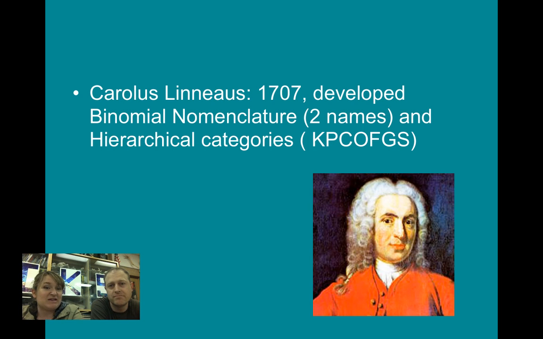So Carolus Linnaeus is the guy who came up with this about 300 years ago, and he developed this two-naming system, which is based upon binomial nomenclature and hierarchical categories. So how do these work? KPCOFGS. And mine is King's Play Chess on Fine Grained Sand.